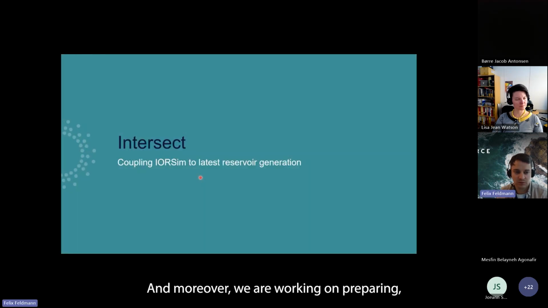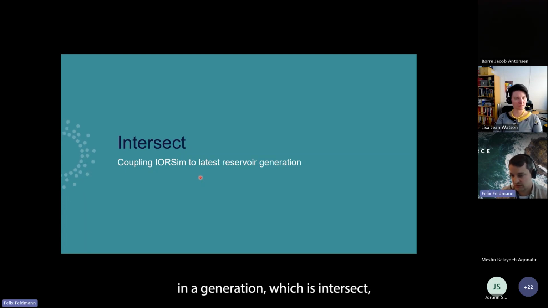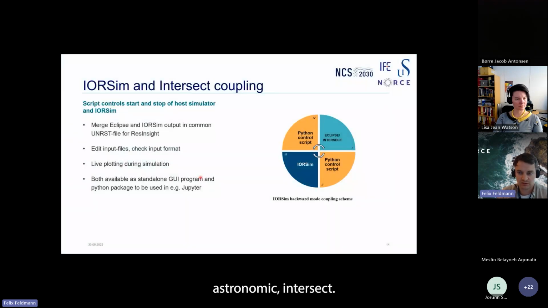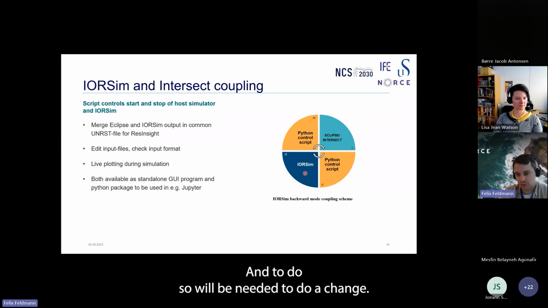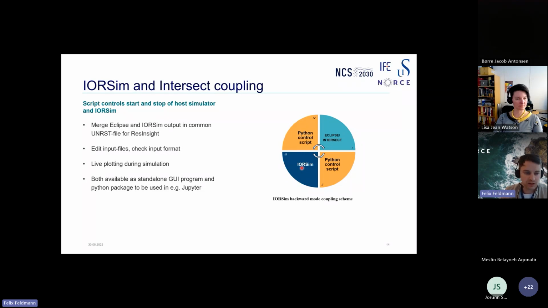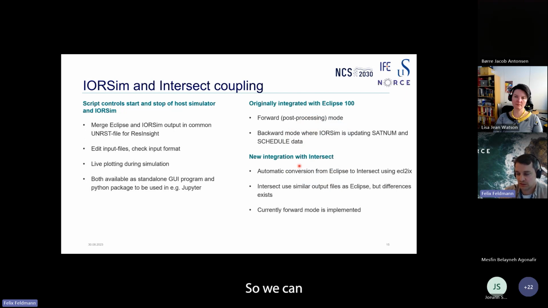And moreover, we're working on preparing IORSim for the latest reservoir simulator generation, which is Intersect, Schlumberger Intersect. So now we want to use Intersect instead of Eclipse. To do so, we needed to change some source code in IORSim. And this is working fine now for forward mode. So we can add geochemical reactions to Intersect models.